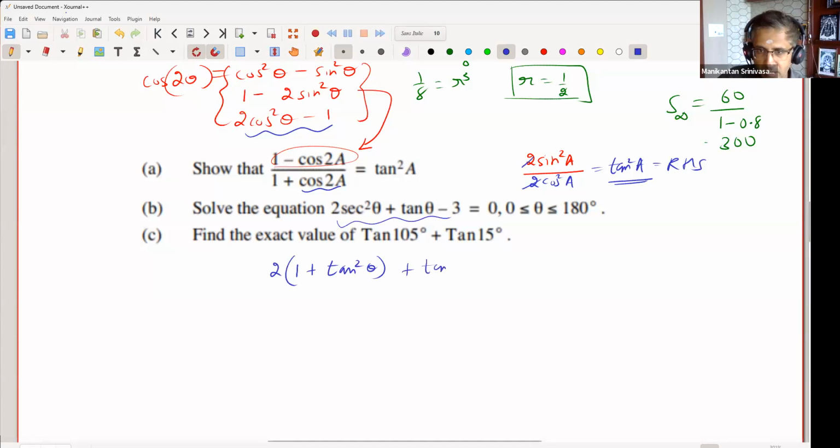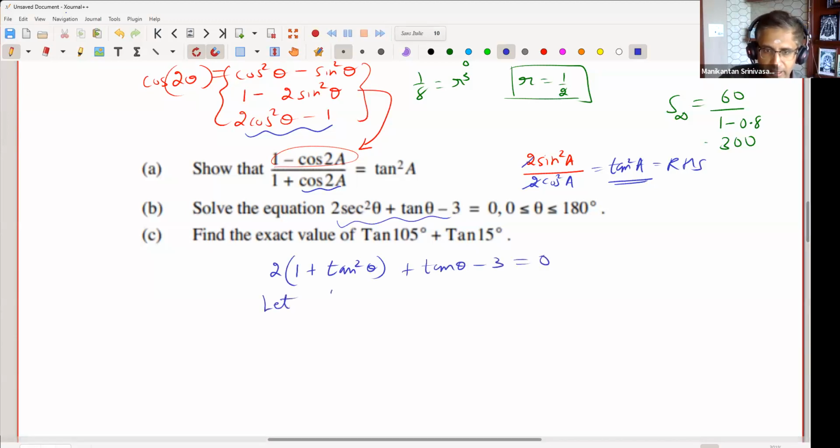So plus tan theta minus 3 equal to 0. So we can say let tan theta be equal to x. Therefore we have 2x square plus tan theta, which is x, and then plus 2 minus 3, which is minus 1.